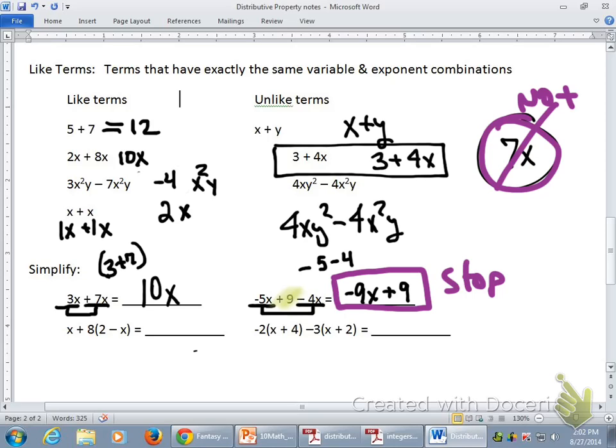All right. You're going to do both sides, but let's get started.